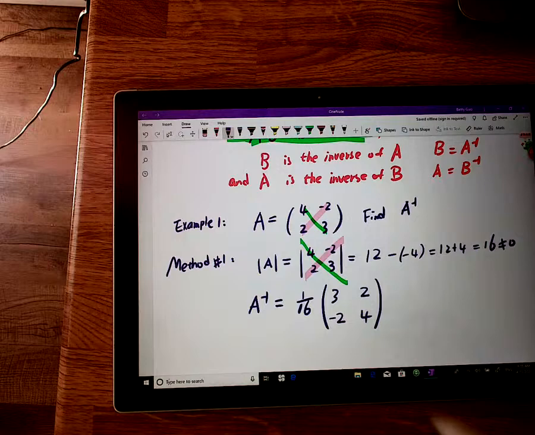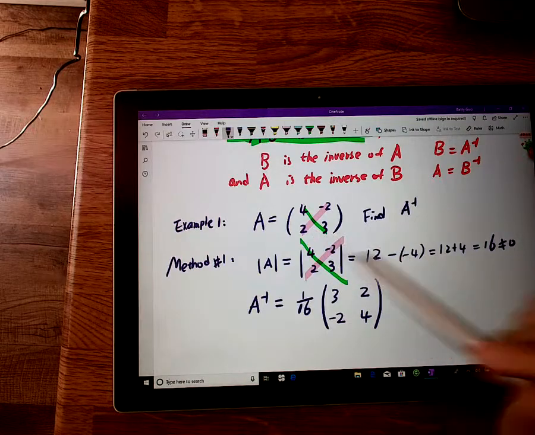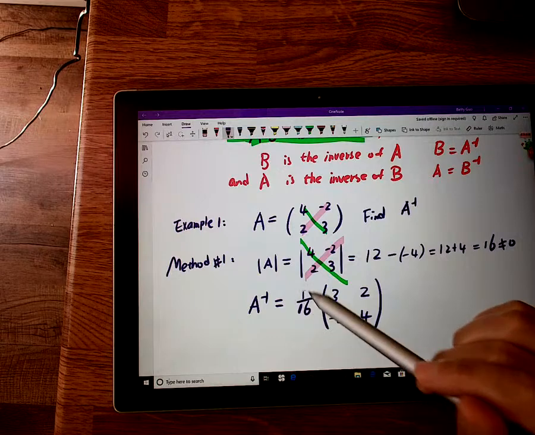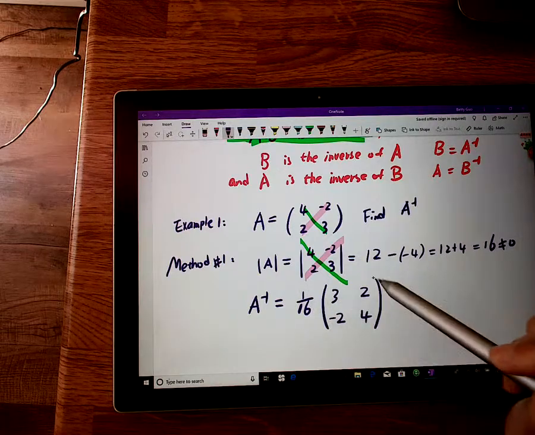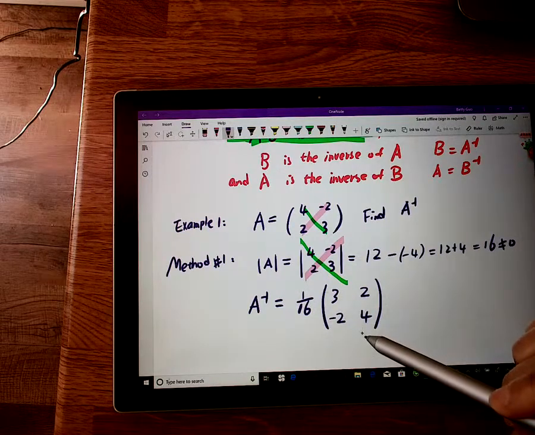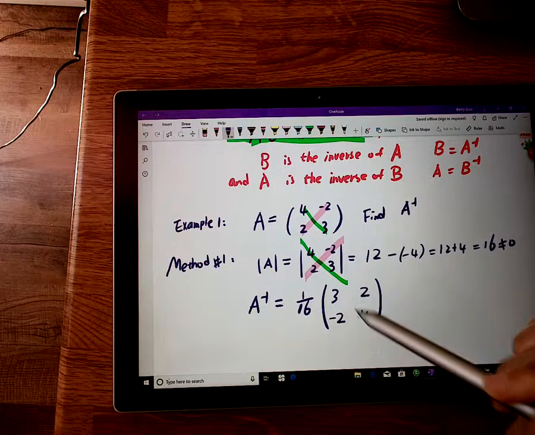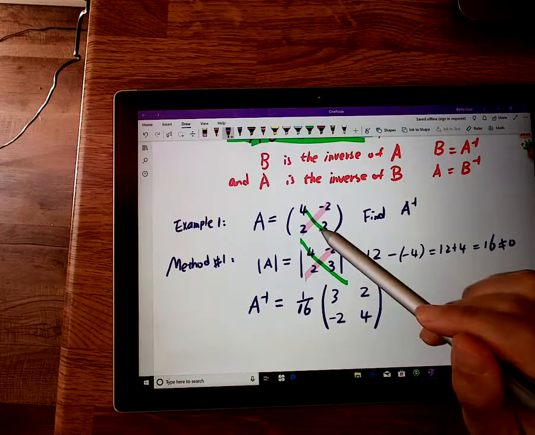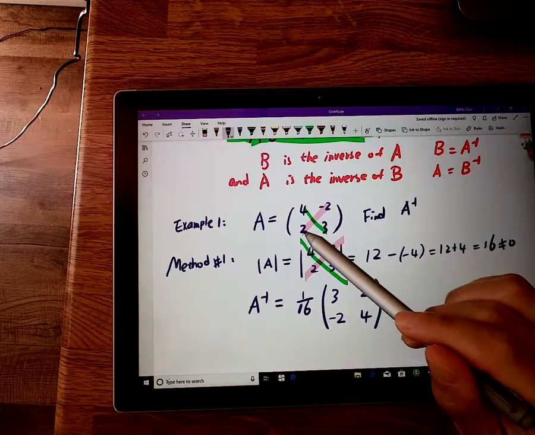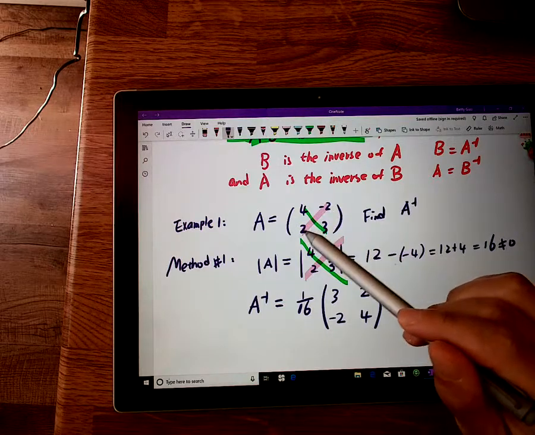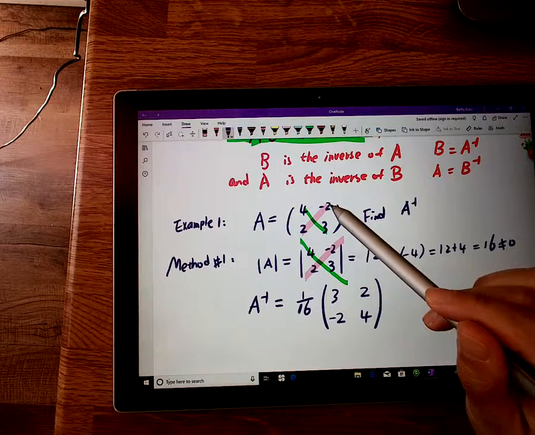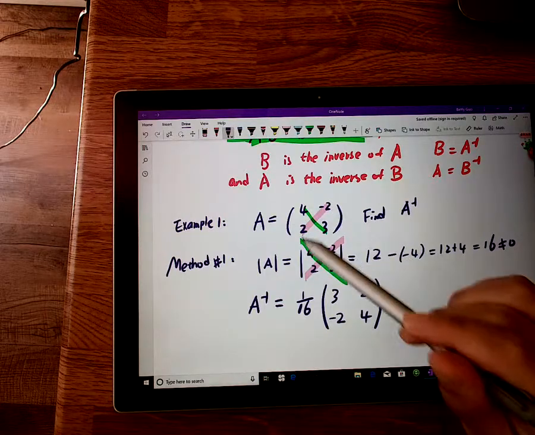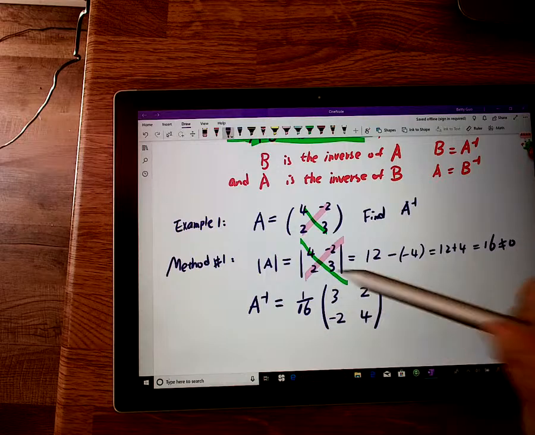Okay? Let me repeat the rule here. You compute the value of the determinant, take the reciprocal of it, and put that number in front of the matrix we are going to construct. How do we construct the matrix? We interchange the two entries in the main diagonal and then change the two entries in the vice diagonal to their opposites. -2 has the opposite +2. 2 has the opposite -2.